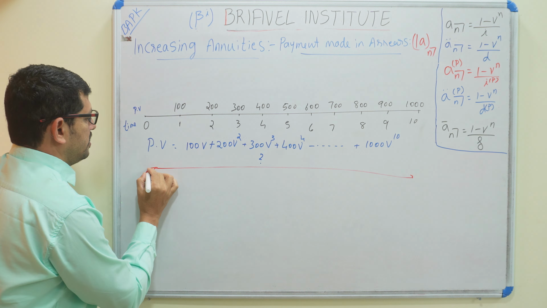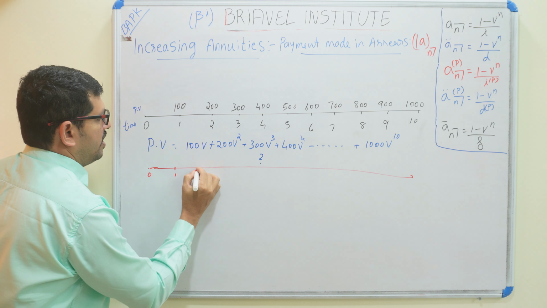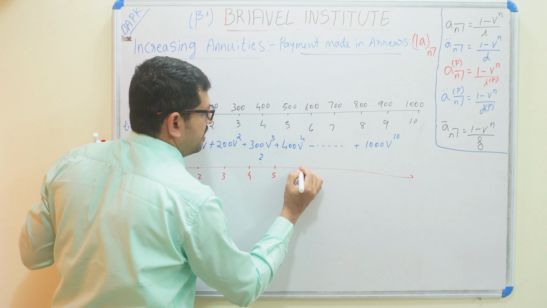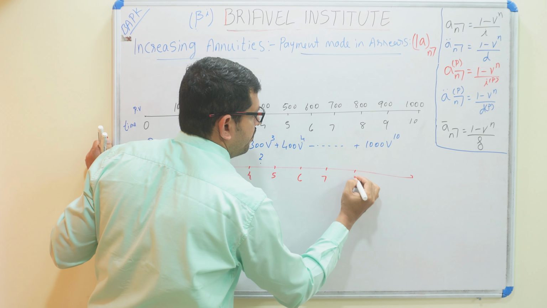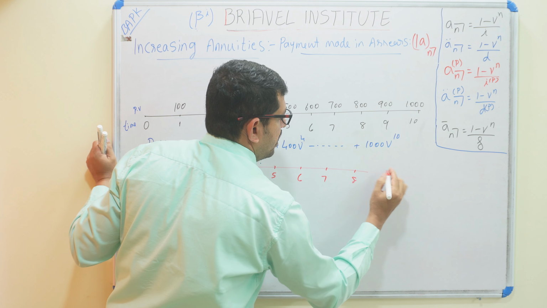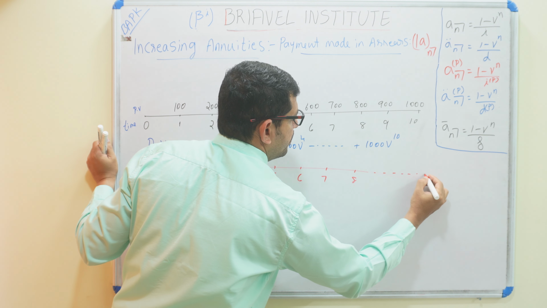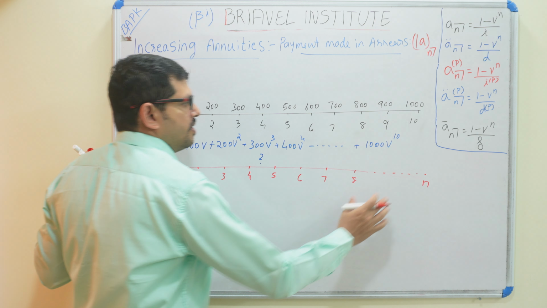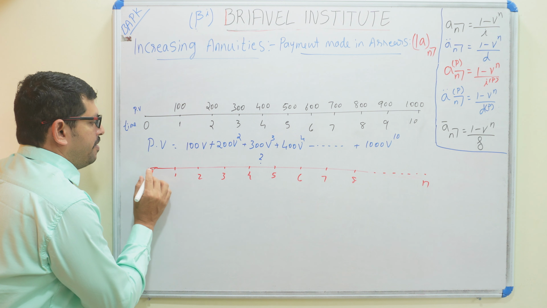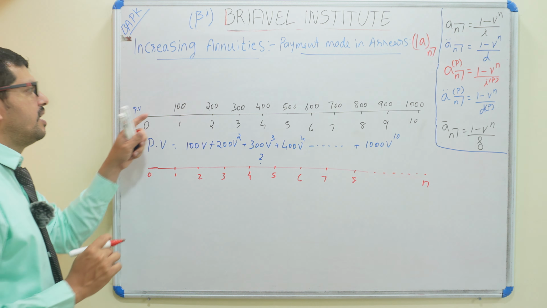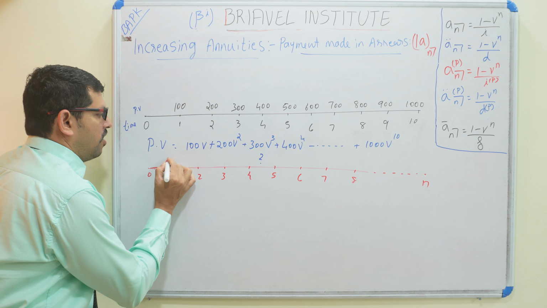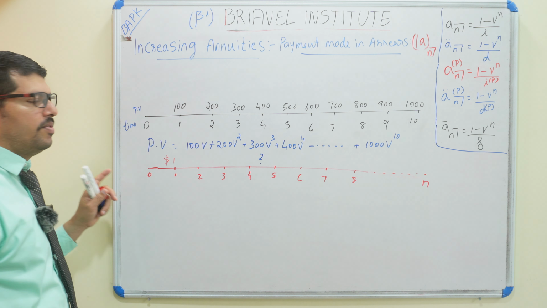Now you see it is 0, 1, 2, 3, 4, 5, 6, 7, 8, and it is going up to n years. Now you see this payment here I am taking as a, here I have taken the 100. Now I am taking only 1 unit of payment. So $1, only 1 unit of payment.